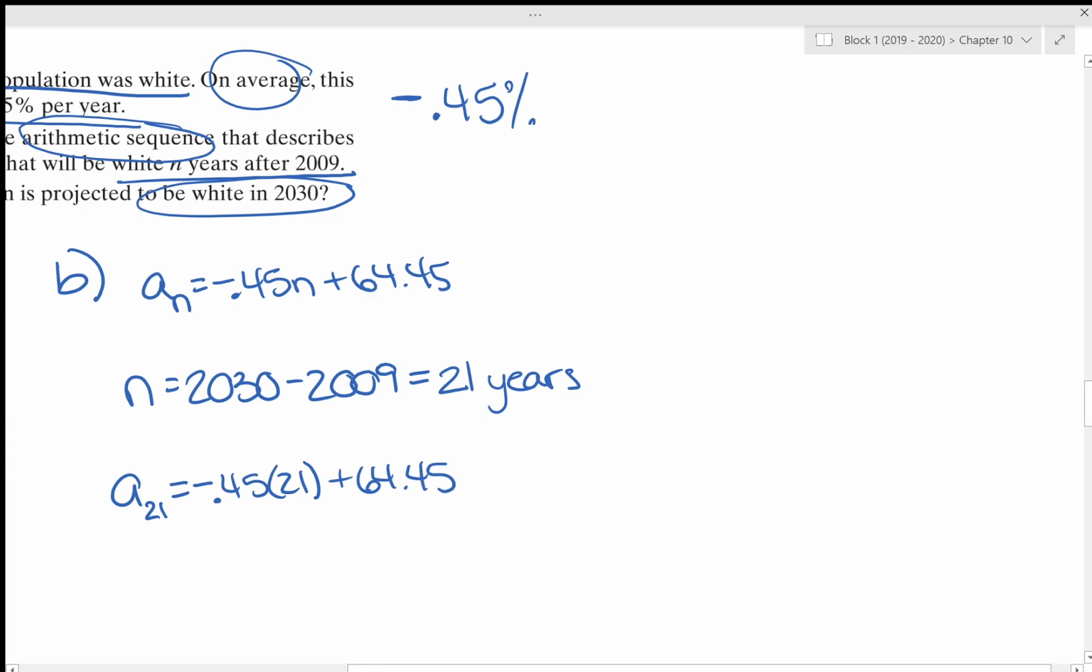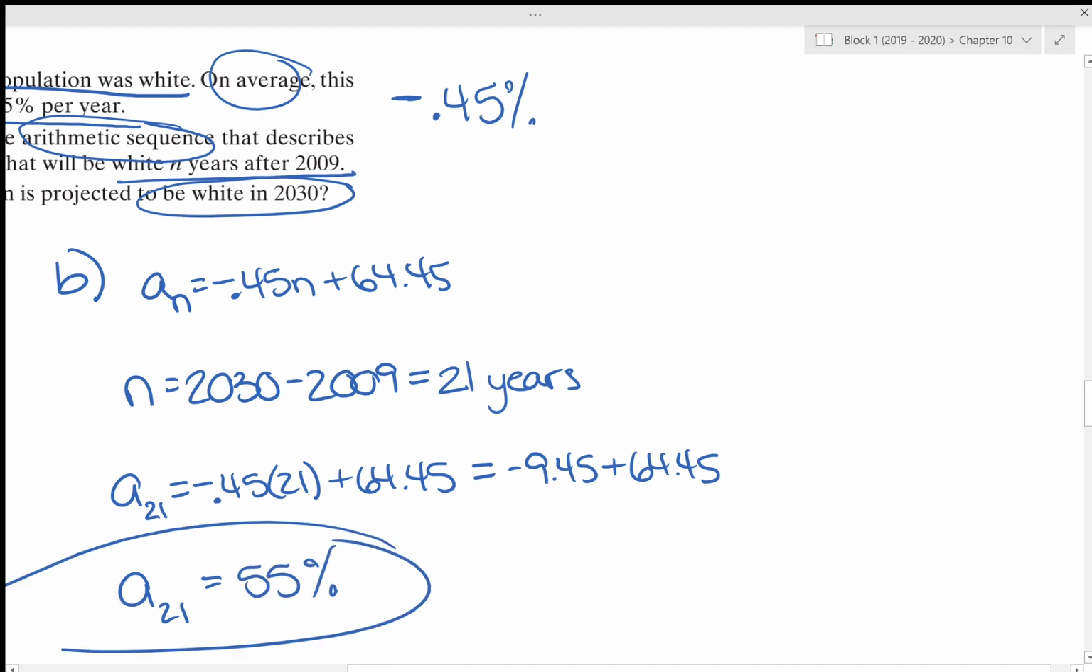When I do that, let me look at my notes. When I multiply the 21 to that, I'm going to get negative 9.45 plus 64.45. And I will get for a of 21, 55%. So the percentage of the U.S. population that will be white by the year 2030 is projected to be 55%.